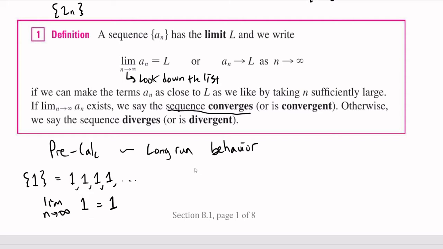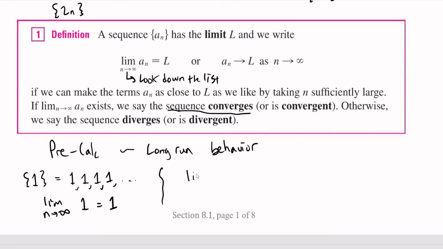Because it's just 1, always. 1, 1, 1, 1, 1, 1 forever. So hopefully that's not too bad to see. And this should be something you remember: the limit of a constant is just that constant. Remember when we did that in Calc 1? Okay, so similar. Good.